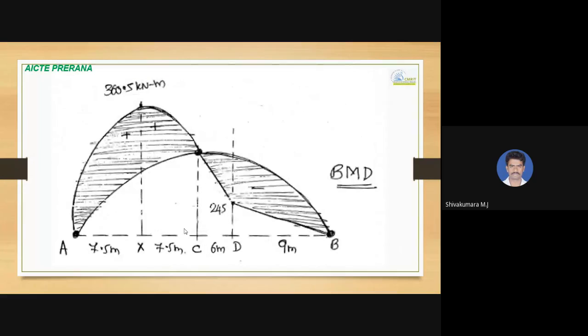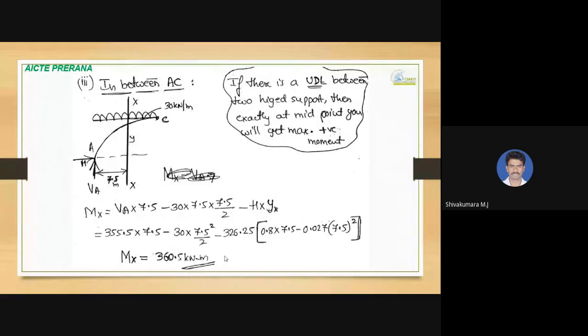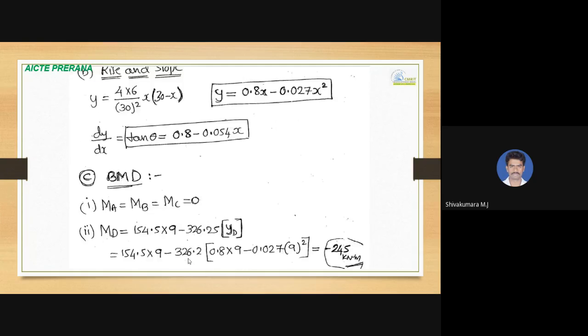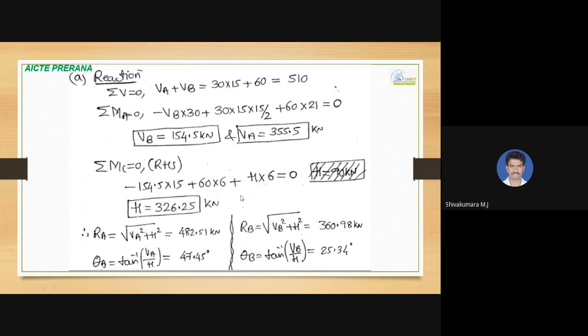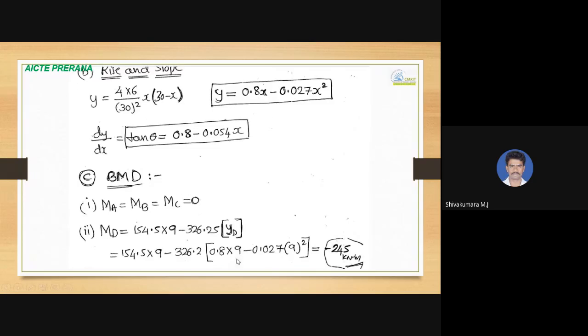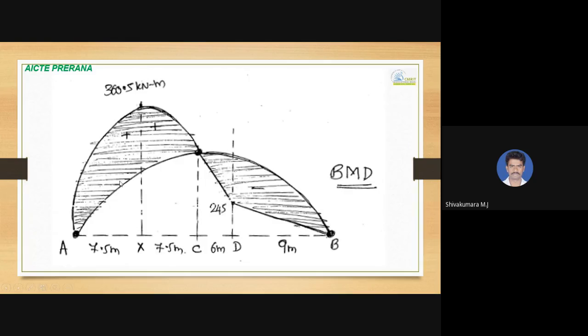And now, how to draw the bending moment diagram. See, at mid-span of AC, we had calculated the moment value as 360.5 kilonewton meter, which was sagging in nature. And when we calculated the bending moment value at D, we got MD equal to minus 245 kilonewton meter, which is hogging. So hogging will show below the arch and sagging will show above the arch.